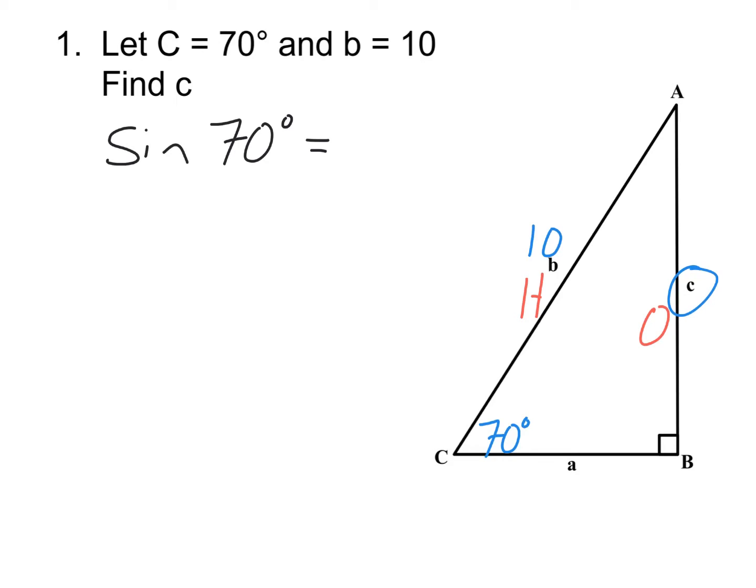It's always the angle that goes in. Equals, and then the definition of sine tells me what goes where. So it equals a fraction, opposite over hypotenuse. The opposite must go on top. In this case, the opposite is c. In this case, the hypotenuse is 10.